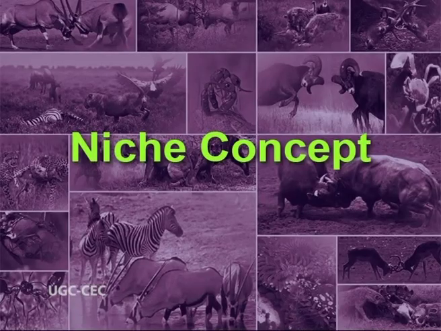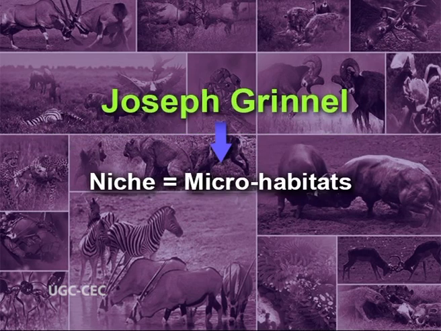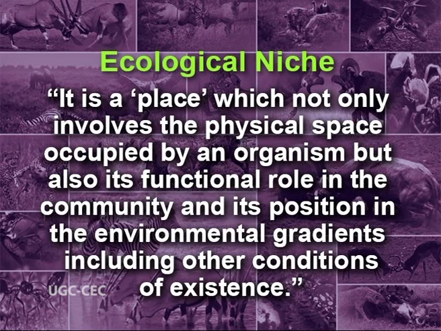Now, let us move on to the study of the niche concept. The word niche is derived from the French word nicher, meaning to nest. The term niche was for the first time coined by Joseph Grinnell in the year 1917 to explain microhabitats. The general meaning of ecological niche is a place which not only involves the physical space occupied by an organism, but also its functional role in the community and its position in the environmental gradients, including other conditions of existence.